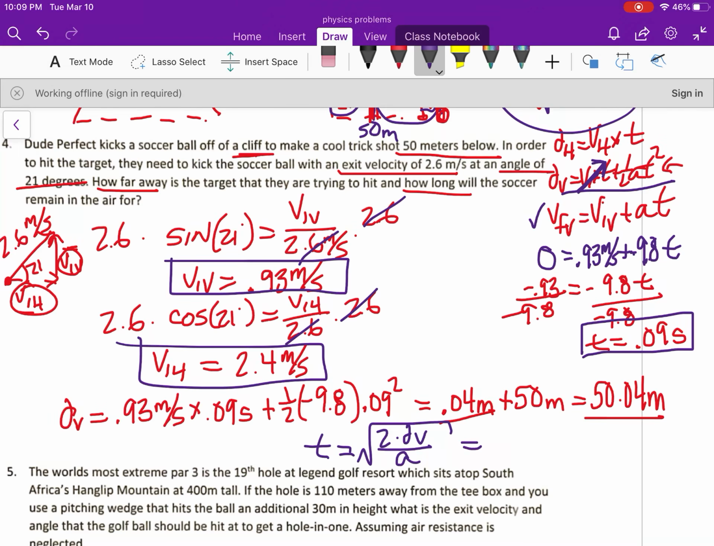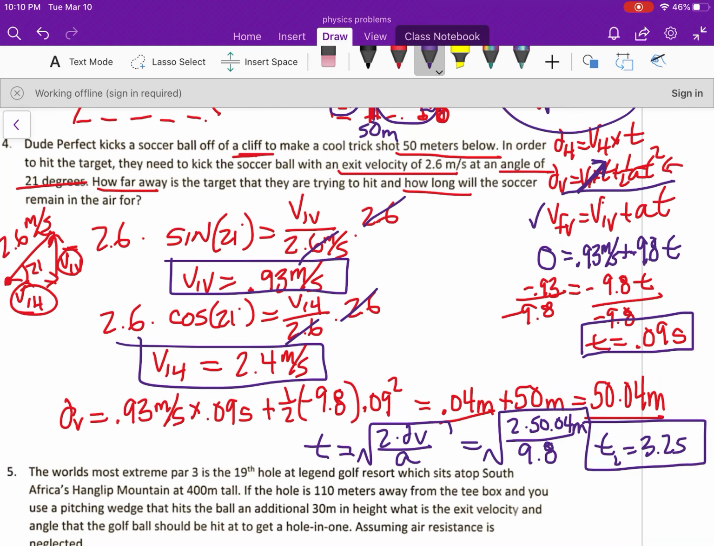So to solve this, 2 times my vertical distance, which is 50.04 meters, divided by my acceleration. Again, don't make it negative here. This is probably the only time that you won't make it negative, because if you take the square root of a negative, your calculator's not gonna like that. So 2 times 50.04 divided by 9.8, take the square root of it. That's going to give me that the second time interval, so we can call this time 2, is going to give me 3.2 seconds.